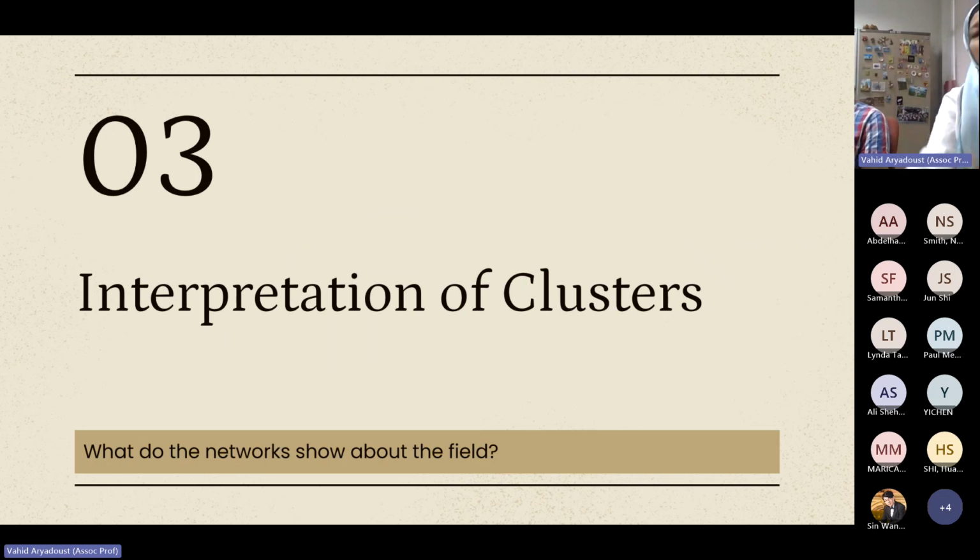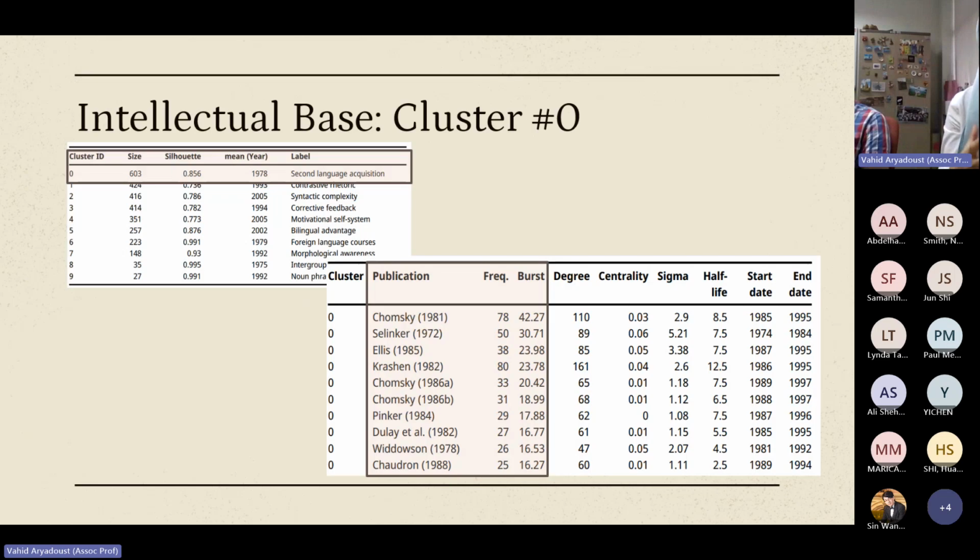So moving on, how do we then interpret the clusters themselves? We see a lot of numbers, but what do the networks actually show about the field itself? So again, based on what we have done, we found that cluster 0 that you saw earlier with Chomsky and Selinker and Krashen and all these big names in applied linguistics actually forms the intellectual base of applied linguistics itself. And as Vahid has rightly pointed out, it took quite some time for this base to form. So you can't expect to find a lot of early publications in these kinds of clusters.